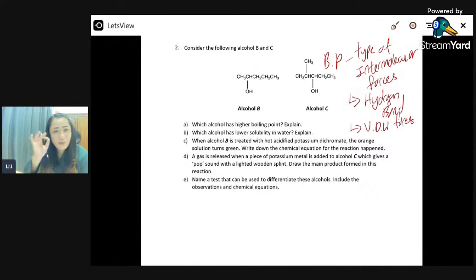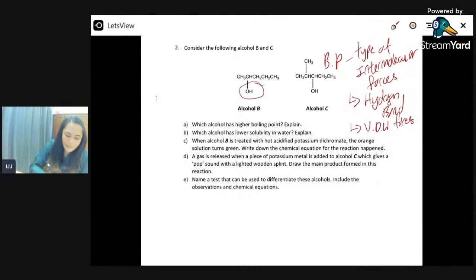Okay, jangan kamu ingat because dia ada hydrogen bond, dia tidak ada van der Waals. No. Every compound they will have van der Waals. Okay, dia memang setiap compound memang ada van der Waals forces of attraction. But in alcohol, not only it has van der Waals, it also have hydrogen bond.